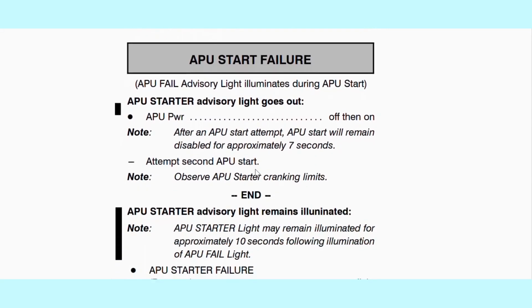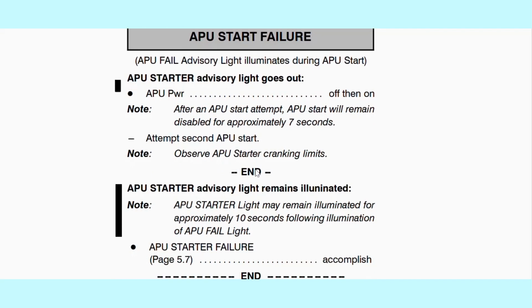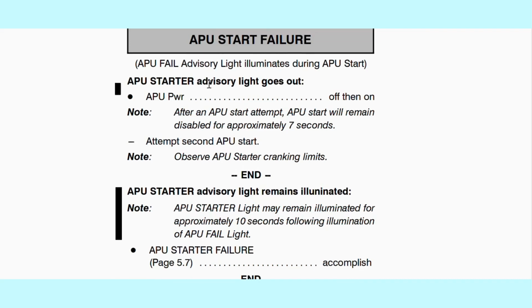APU start failure, basically you'll have again a fail advisory light on the APU panel on the start switch light. And then you just action again these items here. Sorry, excuse me, not memory items. These items, you just call for the APU start failure checklist.